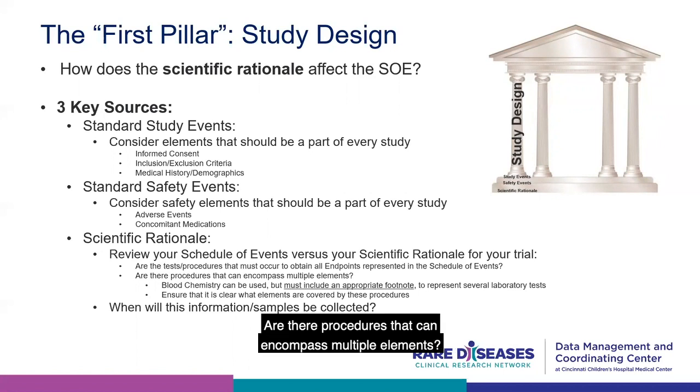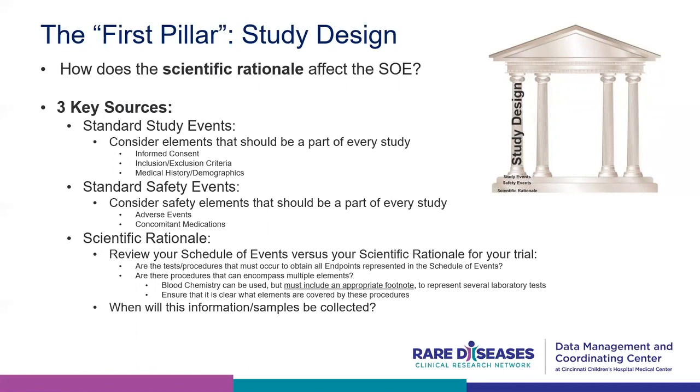Are there procedures that can encompass multiple elements? We can use the term blood chemistry, but when you use terms like that or rows like that in the schedule of events, you need to add the appropriate footnote. You want to make sure that anyone using the schedule of events understands what that procedure represents. So you need to specify through the footnote exactly what blood chemistry means.